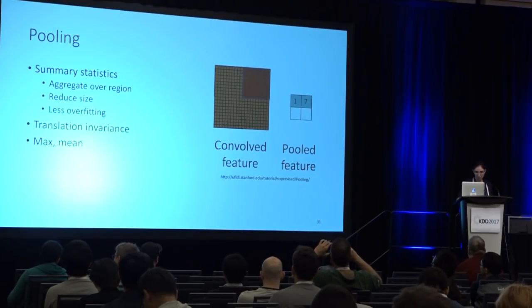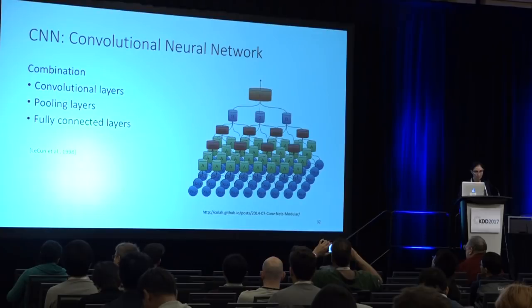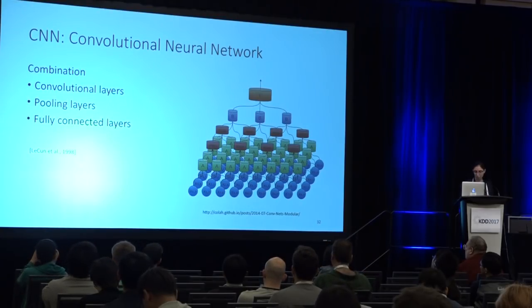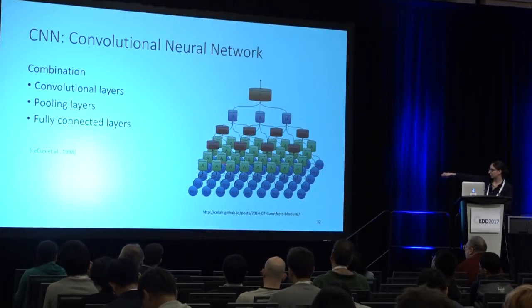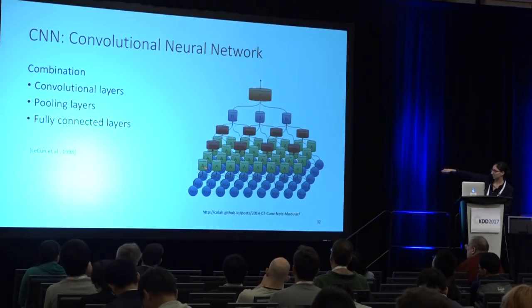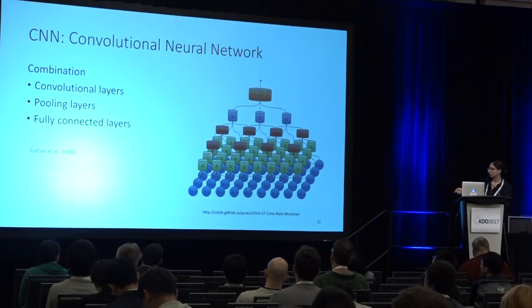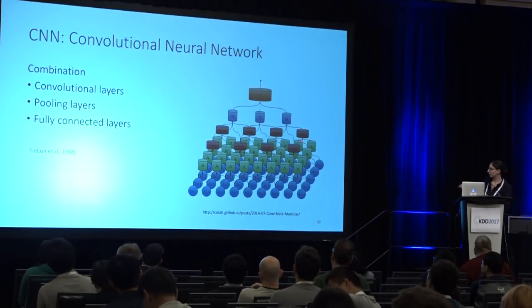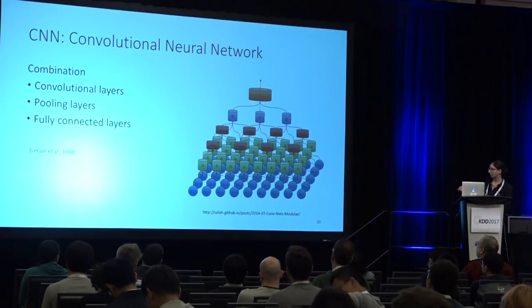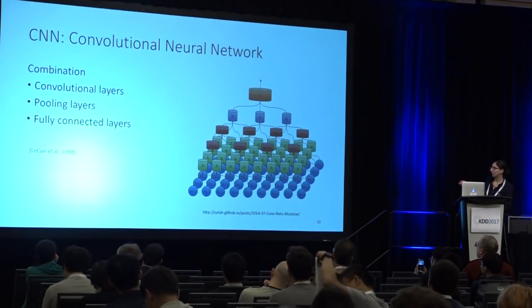So now we have the building blocks of a CNN. A convolutional neural network is simply a combination of convolutional layers. Here in this image, I'm showing at the bottom the input. This in green is a convolutional layer. You can see that it's taking some pixels, applying convolution, and outputting some convolved features. Then pooling layers, here we're showing max pool, again, that will aggregate some of the convolved features. And at the end, some fully connected layers.